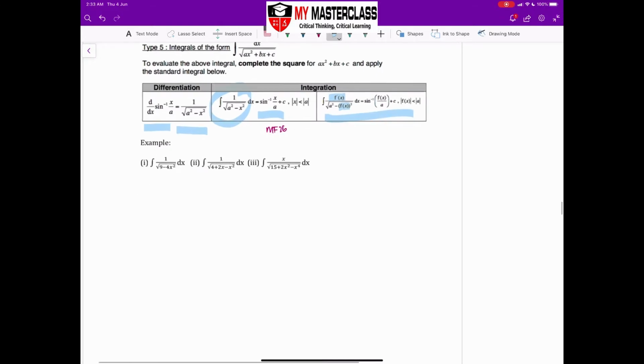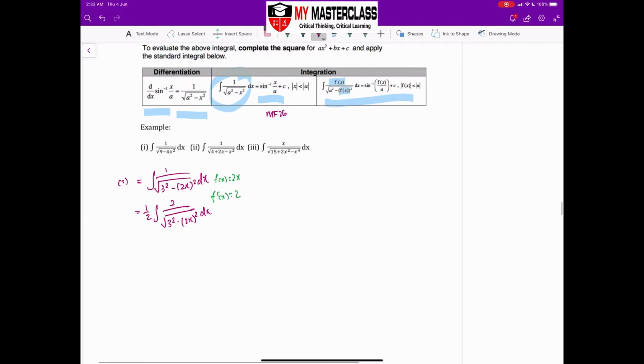So example 1 here. What I'm going to do is put it into the form I'm more familiar with. So it's 3 squared minus 2x squared. Take note over here, you do realize that your f(x) here is equal to 2x, so f prime x will be equal to 2, which means that you need a 2 on top of your numerator. So I'm going to introduce half such that I have a 2 on top. Once I have this, I'm going to start integrating. The formula will then be half sine inverse, the half remains, f(x) over a, such that it's going to be 2x over 3 plus c.